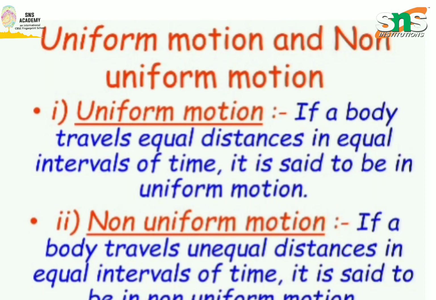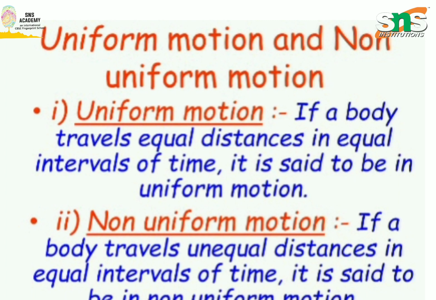So in this video, we are going to discuss uniform motion and non-uniform motion. Let us understand by seeing an example. Consider an object moving along a straight line. Let it travel 5 meters in the first second and 5 more meters in the next second, and 5 meters in the third second and 5 meters in the fourth second.